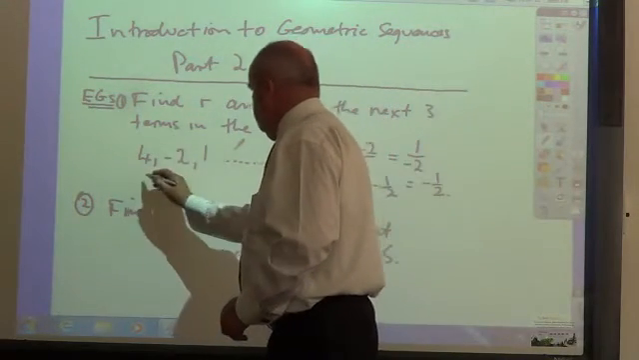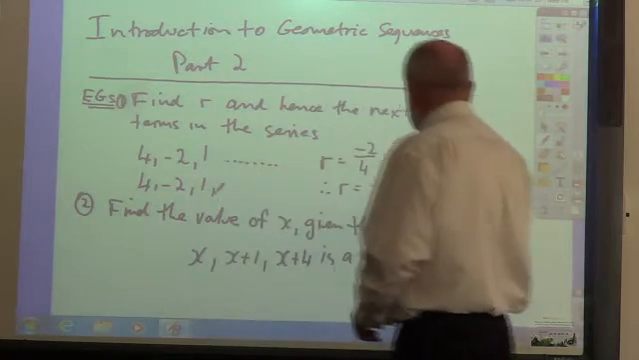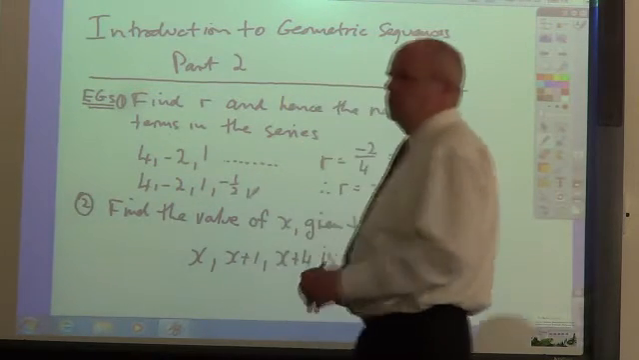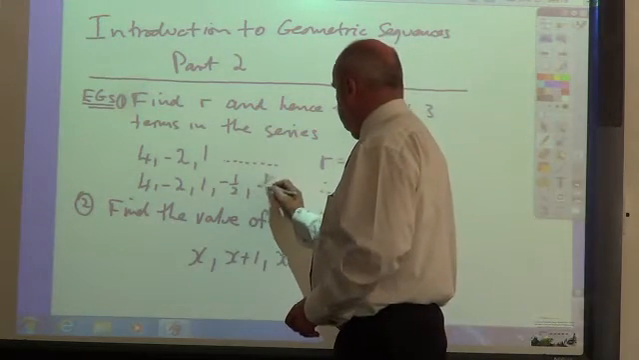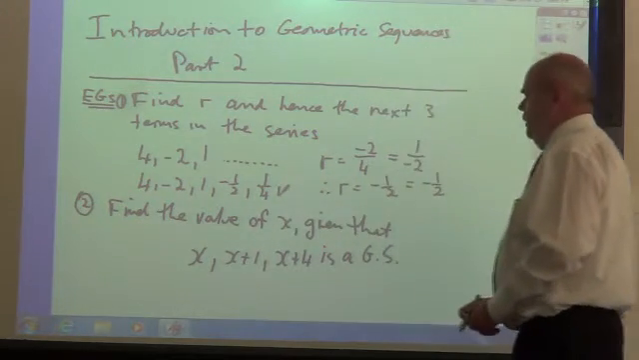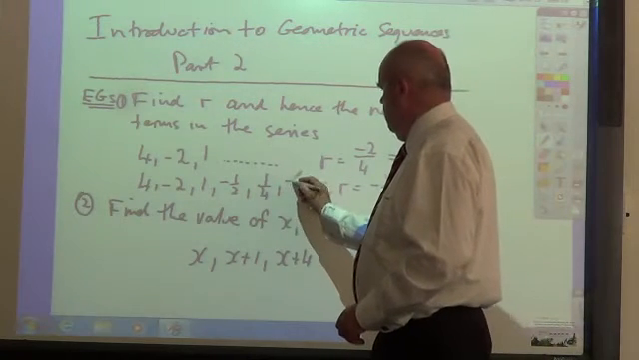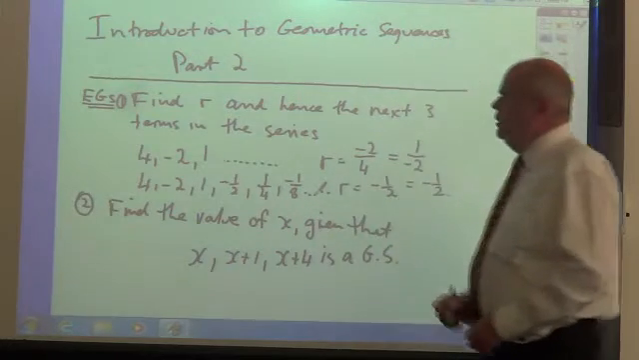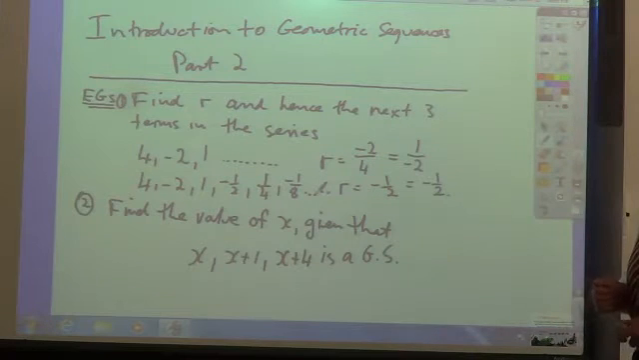So the next three terms, well, it would look like this. 1 times -1/2 is -1/2. And then -1/2 times -1/2 is 1/4. Positive 1/4, because you're multiplying a negative by a negative. And yes, 1/4 times a -1/2 will be -1/8. Done. Okay, so we just applied the common ratio to finding the next three terms.